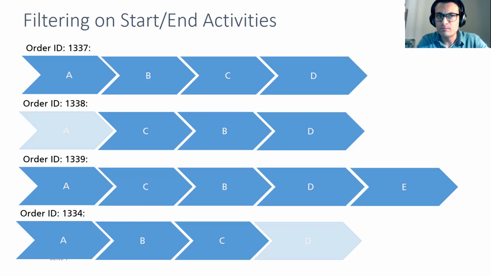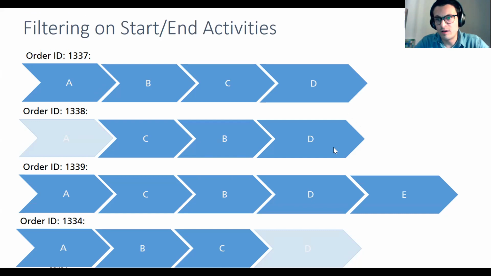So filtering on start and end activities allows you to filter out certain cases, or certain traces in your data, that for whatever reason have a very infrequent start or end activity. And I'm now going to show you how to do that in pm4py.